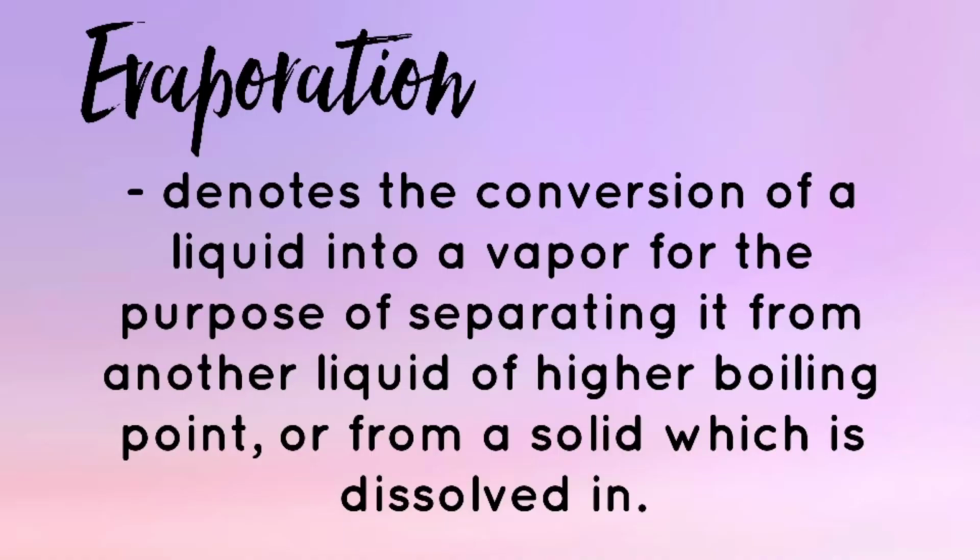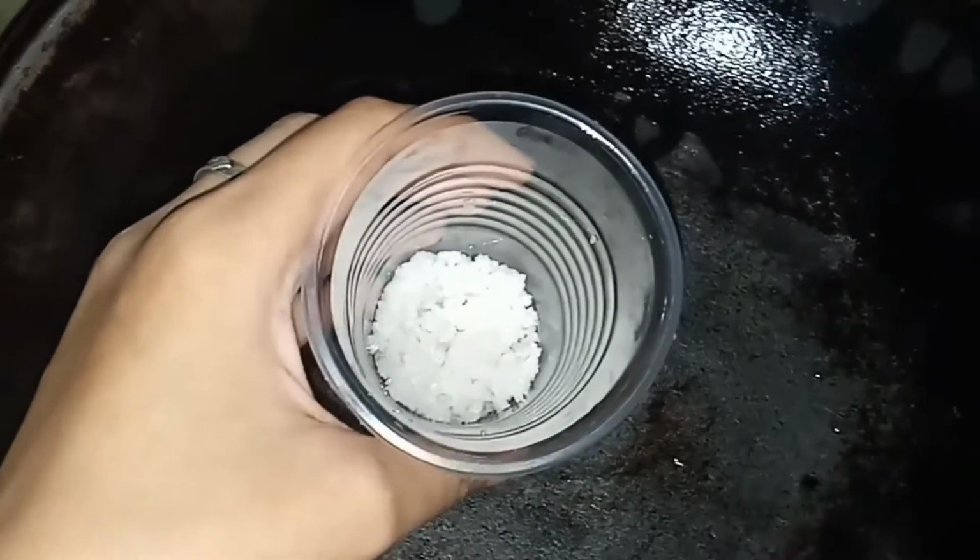Next method is evaporation. It denotes the conversion of a liquid into vapor for the purpose of separating it from another liquid of higher boiling point or from a solid which is dissolved in it. For this experiment, the materials needed are the pan, stove, the salt, and the water.